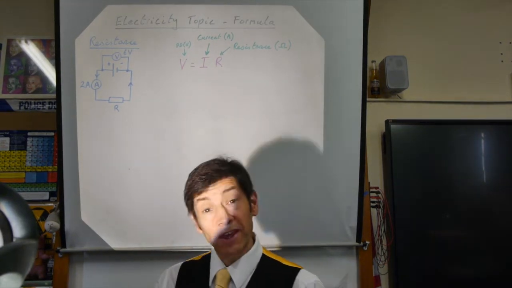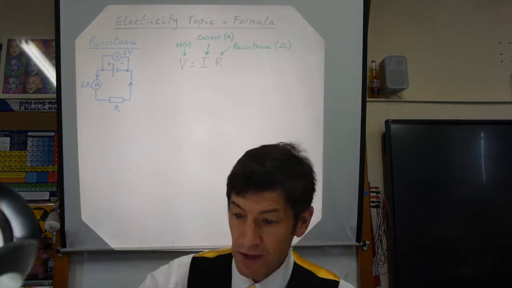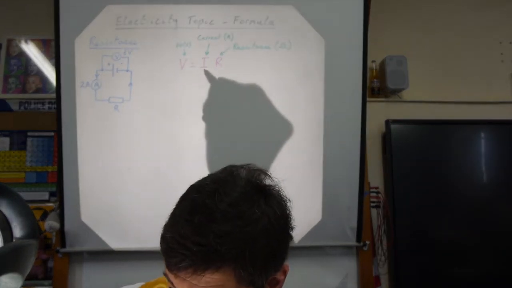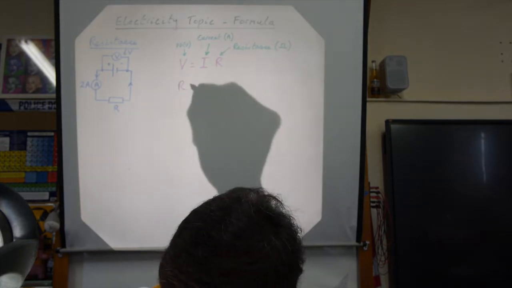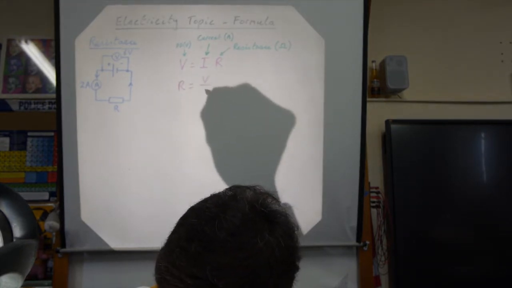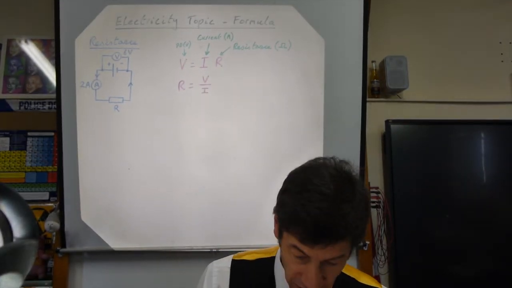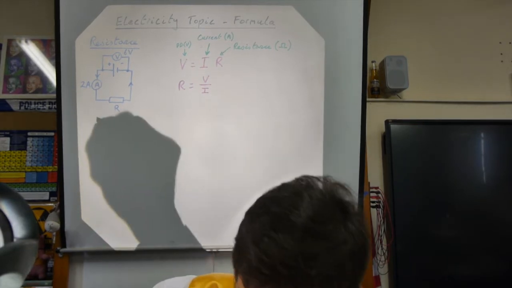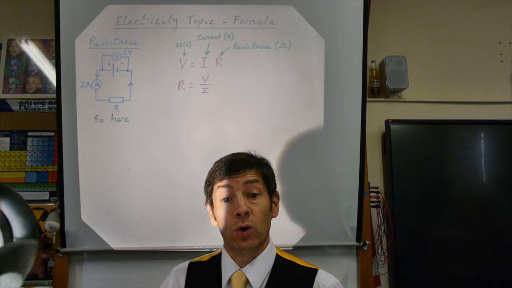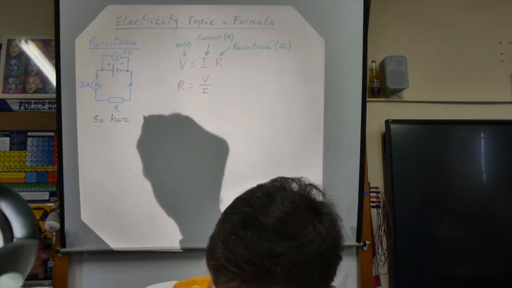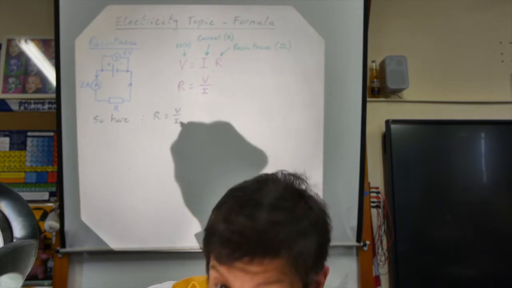Okay, now one thing you have to be able to do at GCSE is rearrange formula. So if V equals IR, divide this side by I. So R is V over I. Okay, so let's do our little example. So this one above. In the example we've got, and it's quite an easy one, R equals V over I.